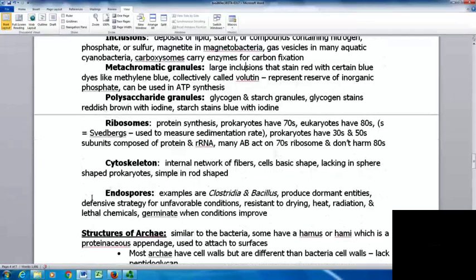The cytoskeleton is an internal network of fibers. This helps to establish the cell's basic shape. These are lacking in the sphere-shaped prokaryotes, and they are simple in the rod-shaped prokaryotes.